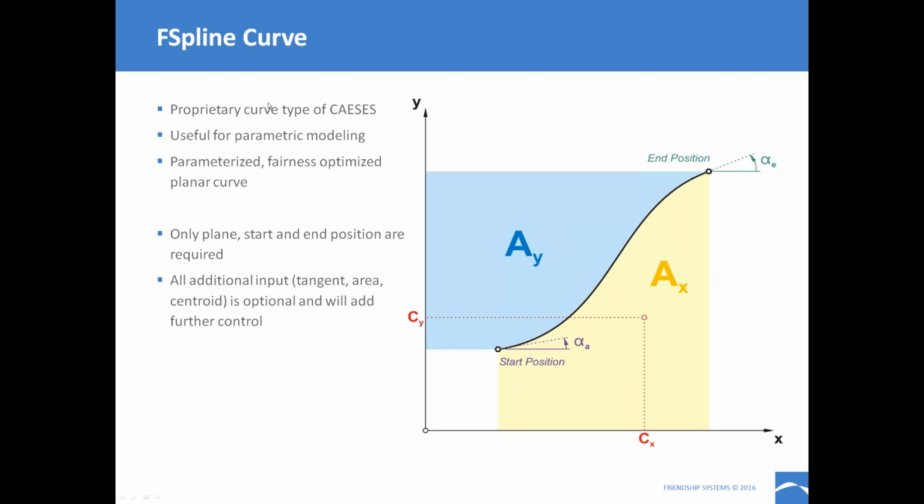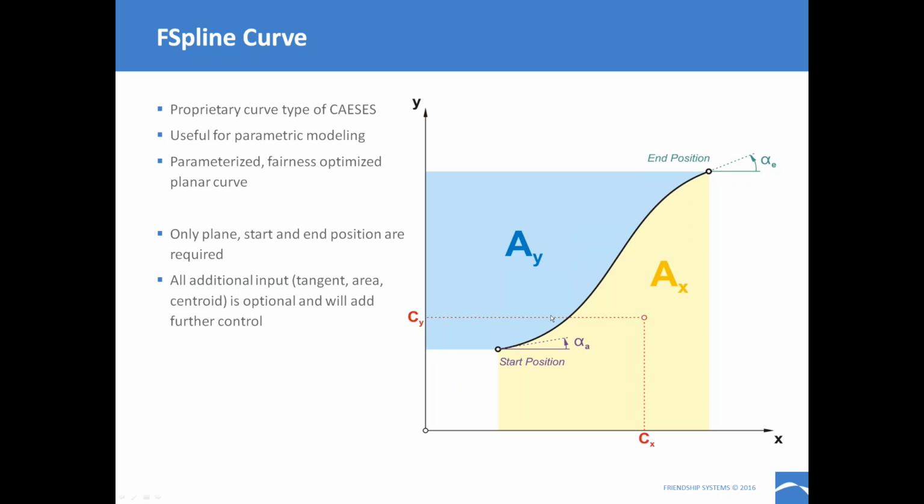So this curve type is a planar curve, so it has to be located in a 2D plane, and the minimum requirement is to specify a start and end position of the curve. And of course, if you specify only the start and end position, you will get a straight line, because that's the smoothest connection between 2 points.